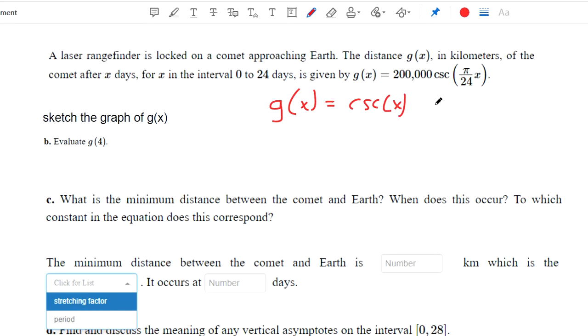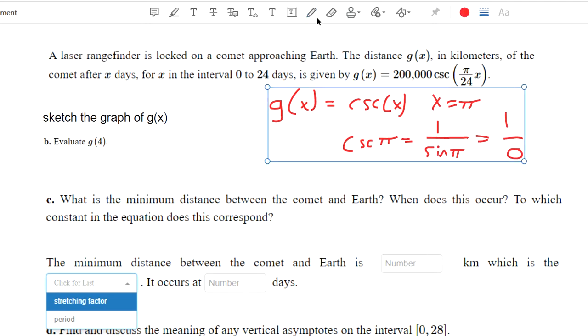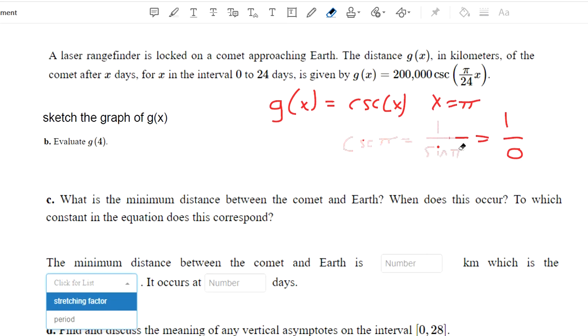Like if you think about x equals pi, if you plug in pi into cosecant, remember cosecant is just 1 over sine, right? And sine of pi, we've learned, is 0. So this is 1 divided by 0, which can't compute, right? So x equals pi is actually going to be a vertical asymptote, because as you get closer and closer to it, you start going further off into infinity.